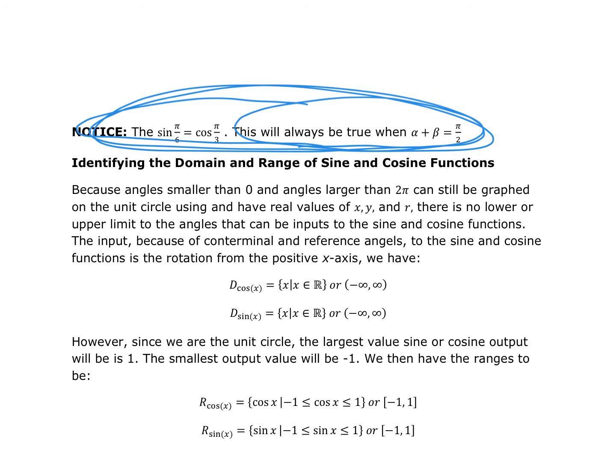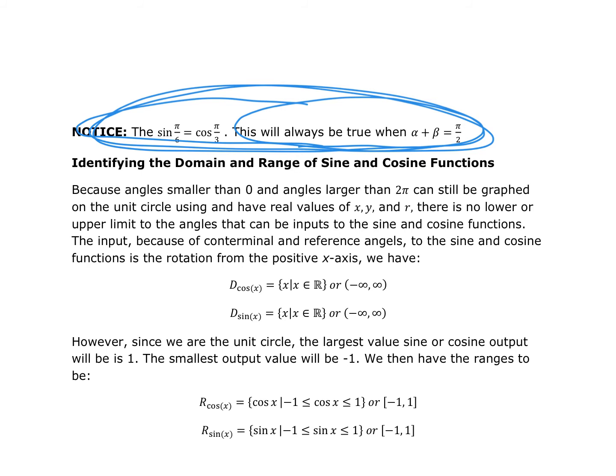Now, because the angles that are negative and the angles that are positive can still be graphed on the unit circle, I know that negative angles are just a negative rotation. Angles larger than pi over 2 are just more than one rotation. And when I'm on the unit circle, all the values for x, y, and r are real values. There's no lower limit for the angle I can put in, and there's no upper limit. That means I can put in any angle I want for sine and cosine.